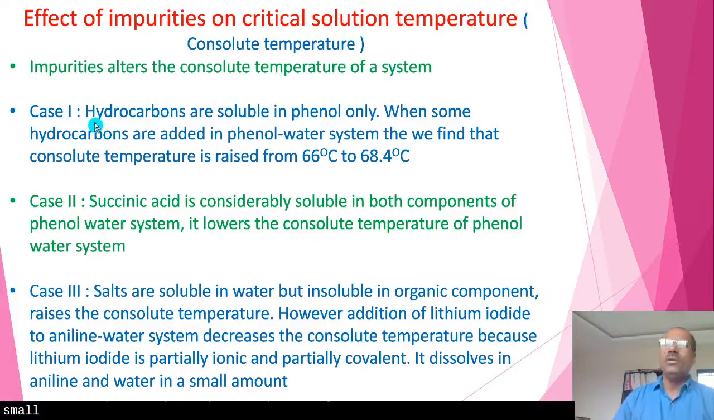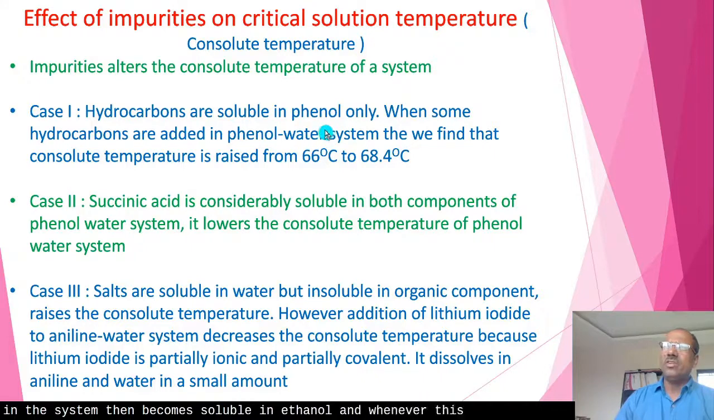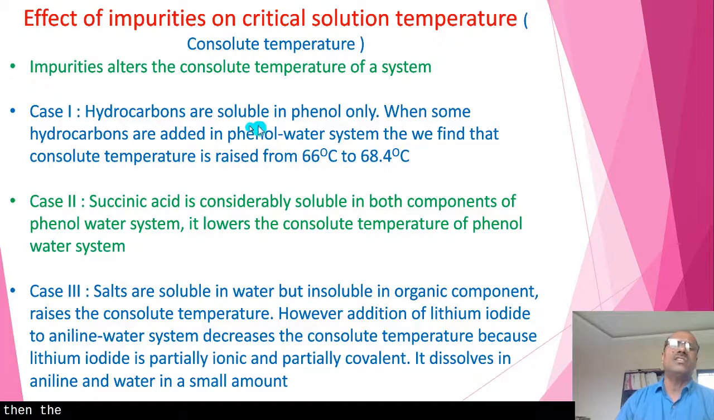Means how the impurities are affecting the consolute temperature or the critical solution temperature, that we have to see. In case 1, whenever hydrocarbons are added to the phenol water system, the hydrocarbons become soluble in only phenol. Whenever impurities are soluble in only one of the pair, only one of the liquids, then the critical solution temperature or the consolute temperature increases.